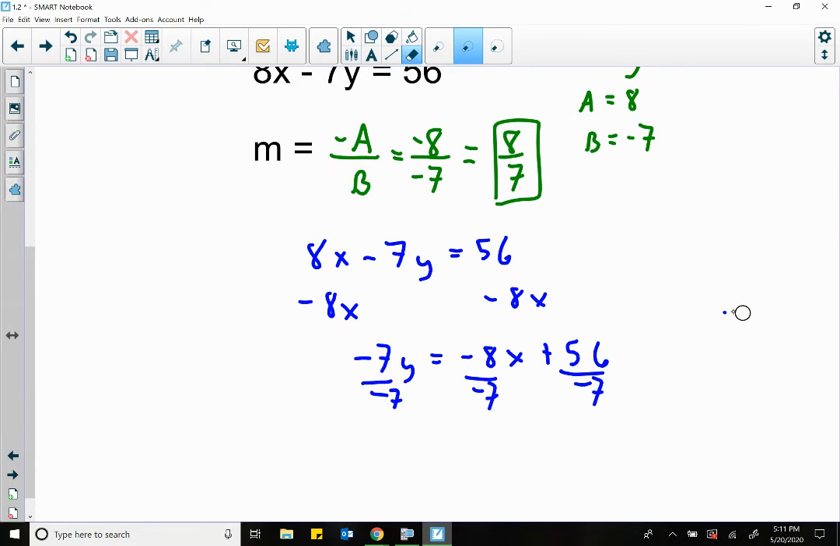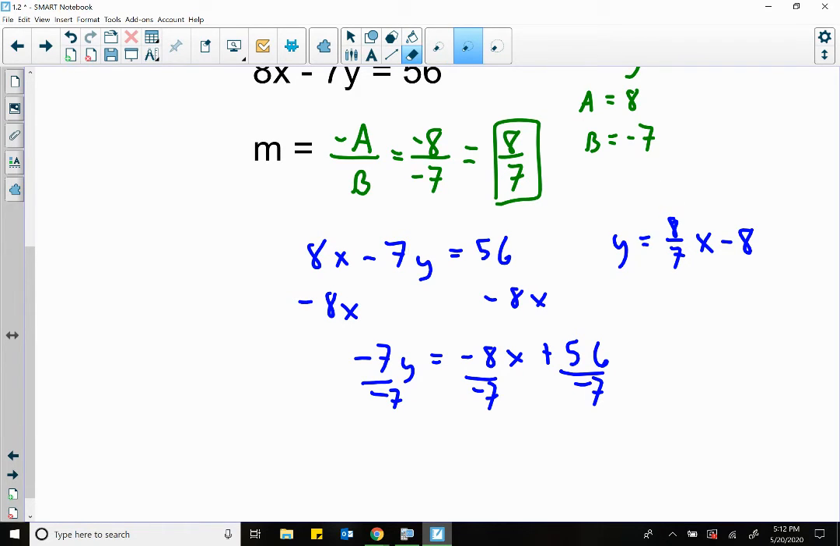And in the end, this converts to y equals, negative over a negative becomes a positive. So 8/7 x, there's the slope. And 56 divided by a negative 7 is a negative 8. So there's the equation, and that right there verifies that the slope is 8 over 7.